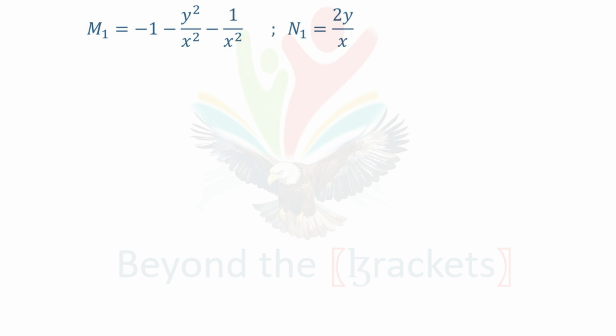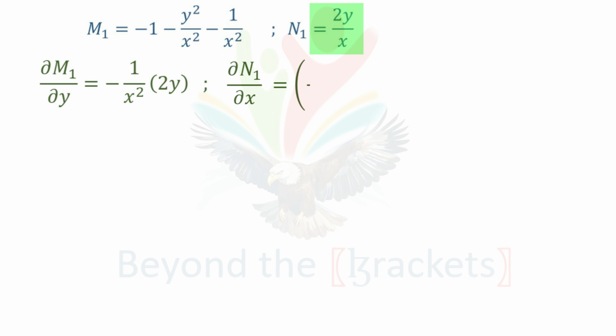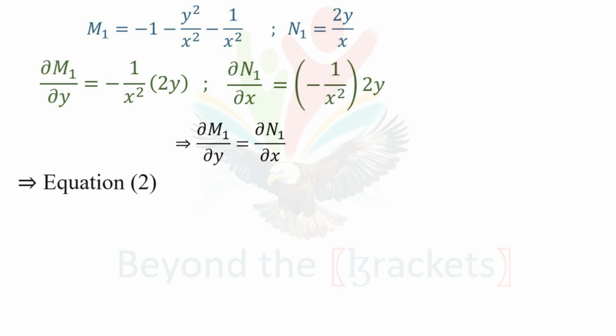To verify the exactness, we differentiate M1 partially with respect to y. Differentiation of minus 1 will be 0. Minus 1 by x square is constant. Differentiation of y square will be 2y and differentiation of minus 1 by x square will be 0. Differentiating N1 partially with respect to x, 2y is constant. Differentiation of 1 by x is minus 1 by x square. Clearly, both the values are equal, which means equation 2 is exact.